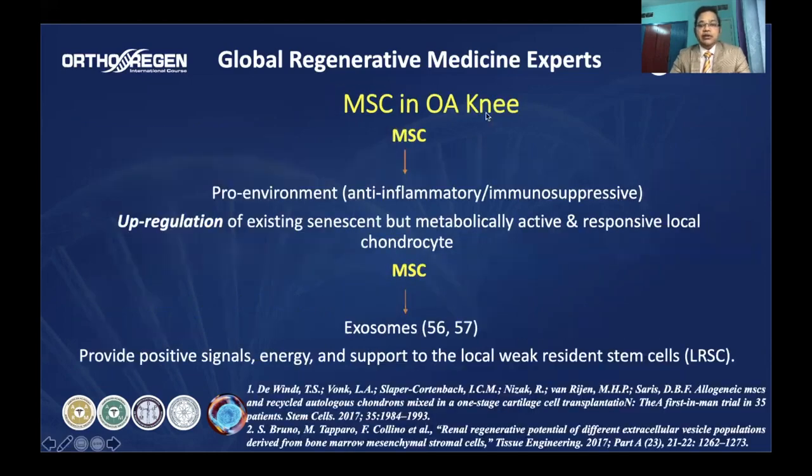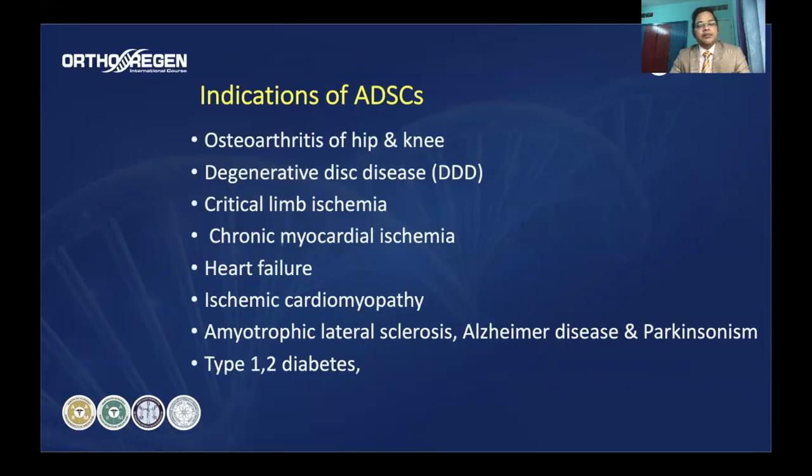So mesenchymal stem cells in osteoarthritis are promoting a pro-healing environment, basically through the exosomes, signals, and energy. Now, besides osteoarthritis, adipose-derived stem cells are being used in other medical issues: in the spine for degenerative disc, for critical limb ischemia, in cardiology for myocardial ischemia, heart failure, and cardiomyopathy, and also in degenerative neurological disorders like amyotrophic lateral sclerosis, Alzheimer's, and Parkinsonism, as well as in diabetes.